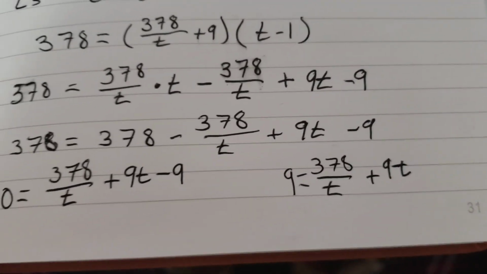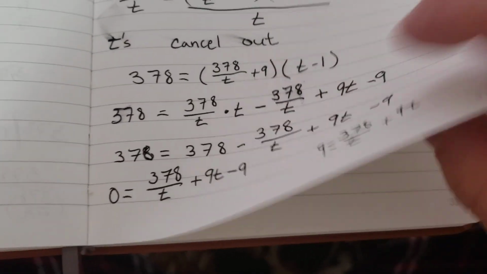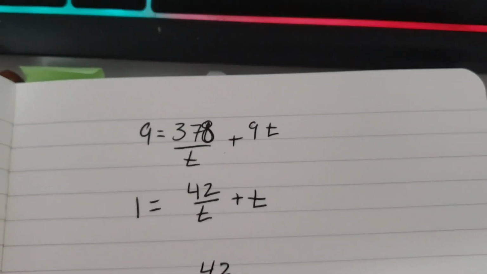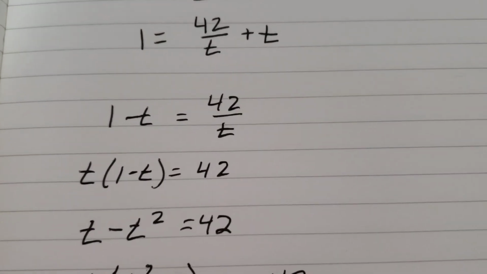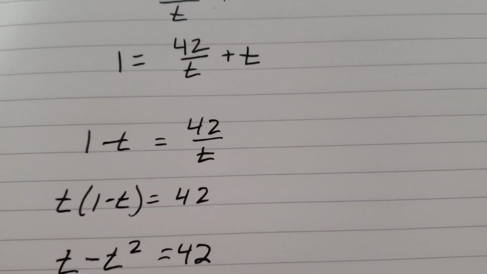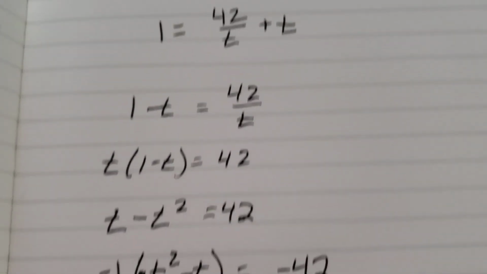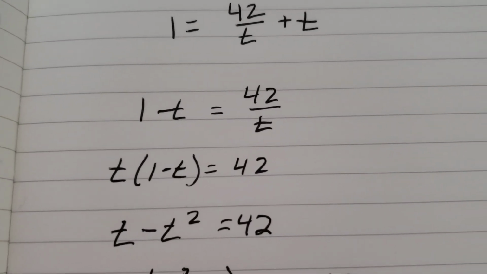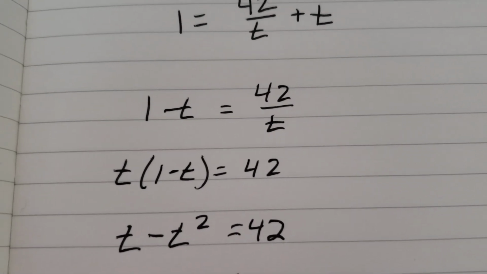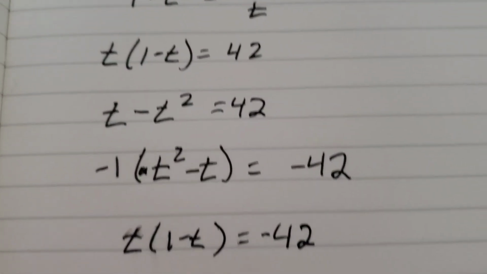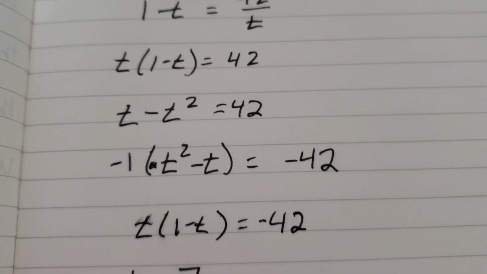Moved over the 9. And then divided the entire equation by 9. So 1 equals 42 over t plus t. Then I made it 1 minus t equals 42 over t. Then you can multiply the t on both sides. So you have t times the quantity 1 minus t equals 42, which I did some algebra to kind of rewrite that.